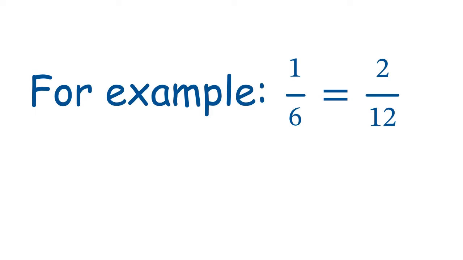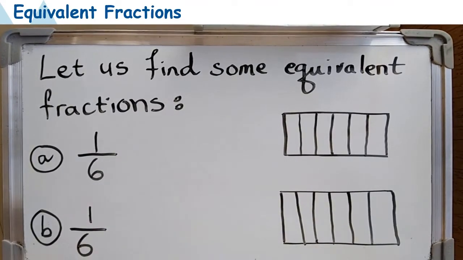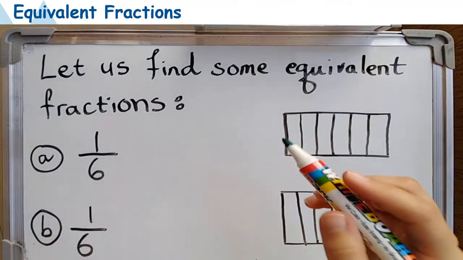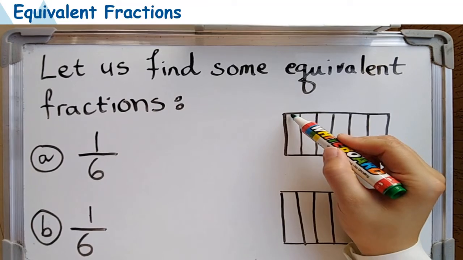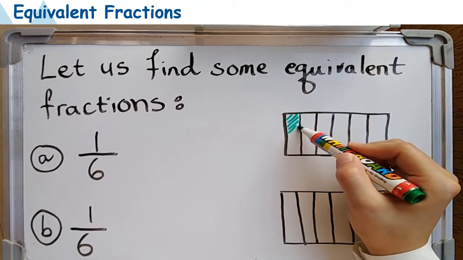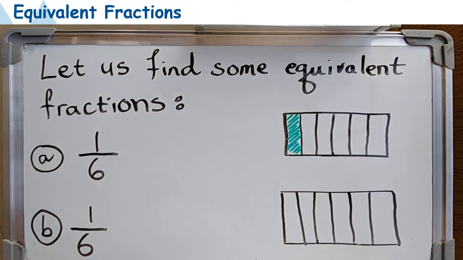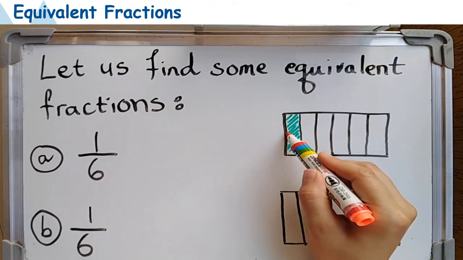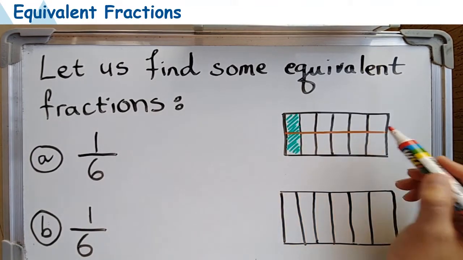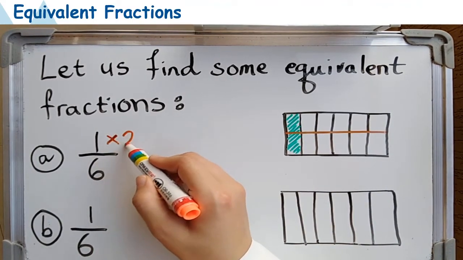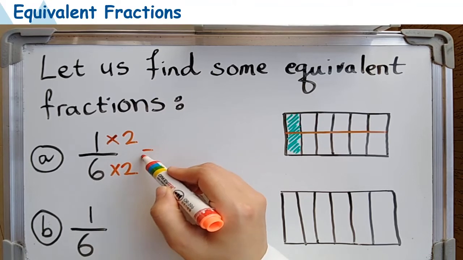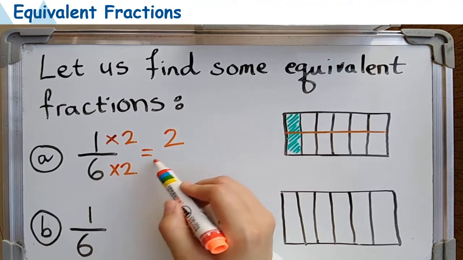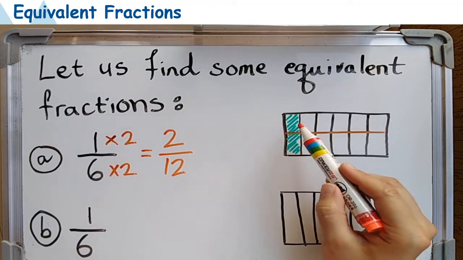I will show you why. Let us take the same example one more time. 1 over 6. Now, how many parts will I shade out of this shape on the right side? I'm going to shade only 1 part out of 6 parts. Next, in order to get an equivalent fraction out of 1 over 6, I'm going to partition this area into 2 parts. Partitioning this area into 2 parts is the same as multiplying both numerator and denominator by 2. 1 multiplied by 2 is equal to 2. And 6 multiplied by 2 is equal to 12.